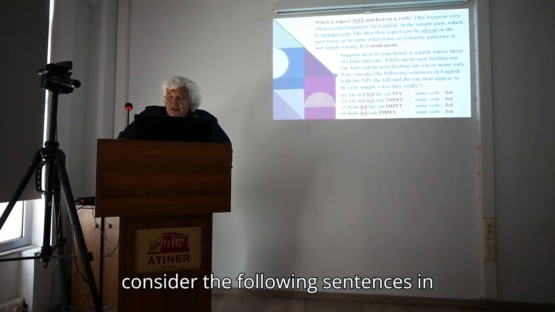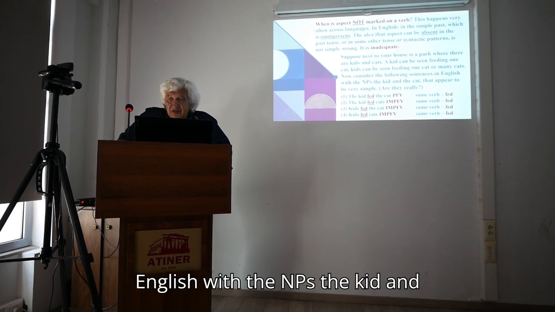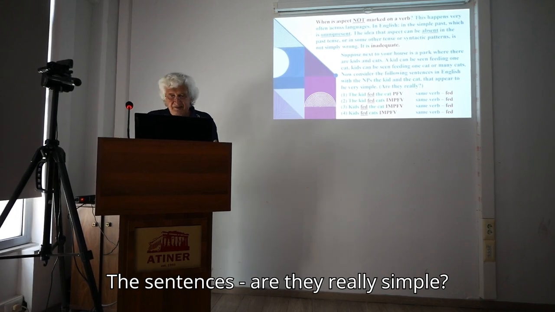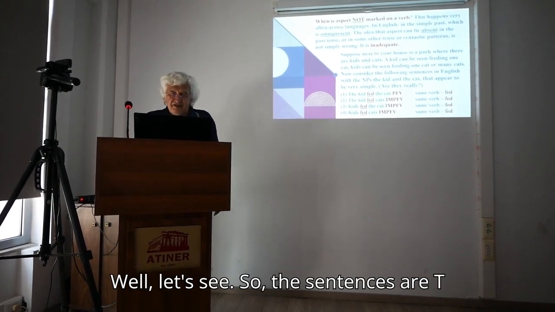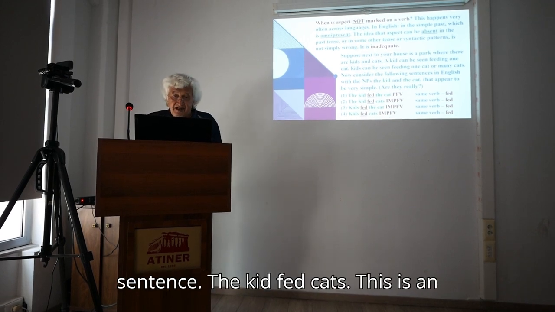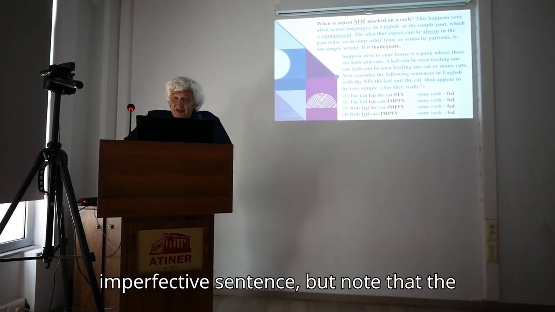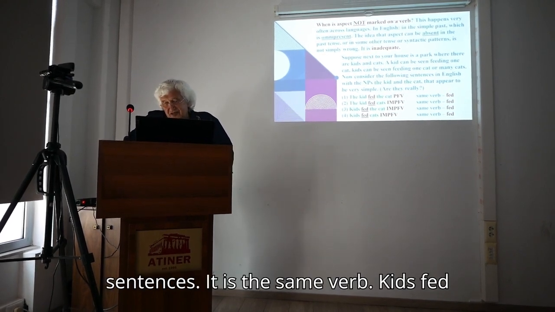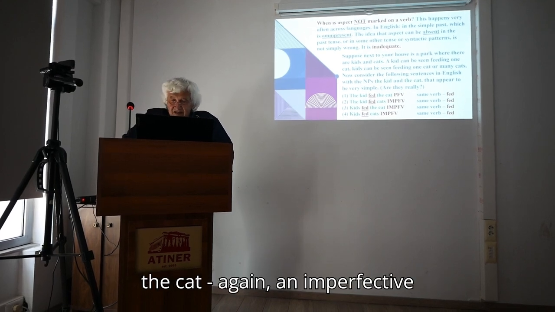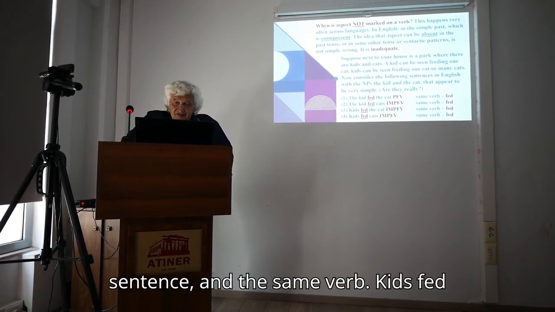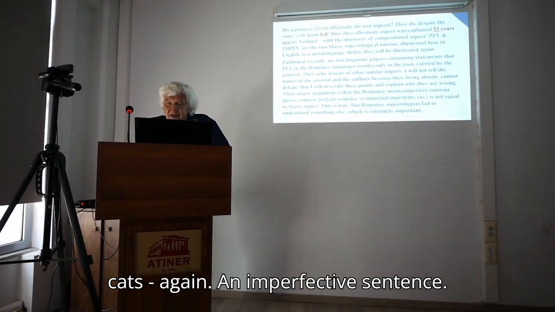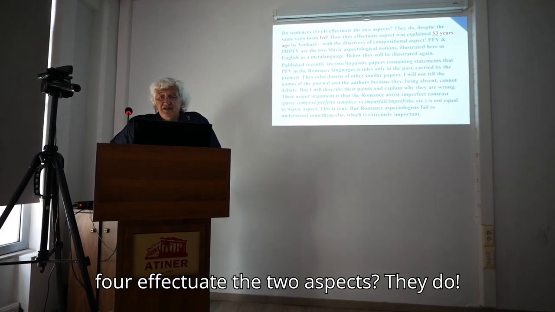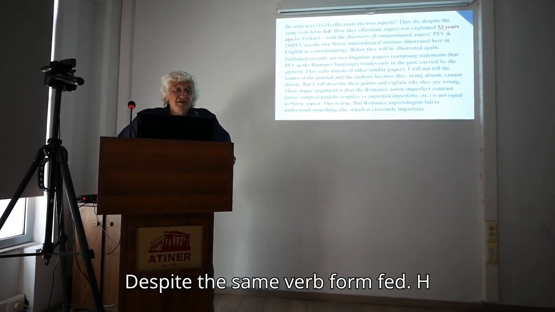Now consider the following sentences in English with the NPs, the kid and the cat, that appear to be very simple. Are they really simple? Well, let's see. The sentences are: the kid fed the cat. This is a perfective sentence. The kid fed cats. This is an imperfective sentence, but note that the verb is the same, fed. In all the 4 sentences, it is the same verb. Kids fed the cat, again an imperfective sentence. Kids fed cats, again an imperfective sentence. Do sentences 1 to 4 effectuate the 2 aspects? They do, despite the same verb form fed.